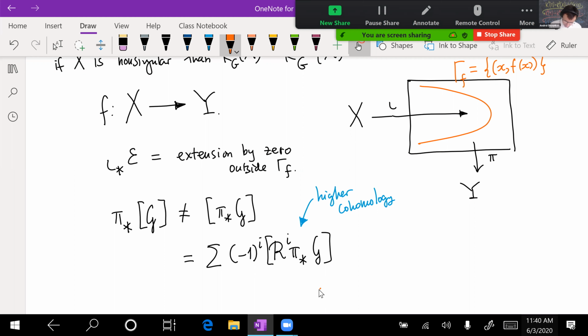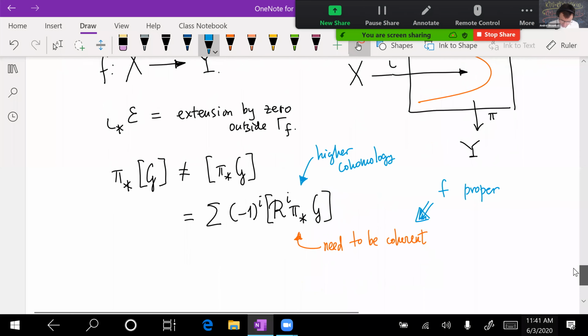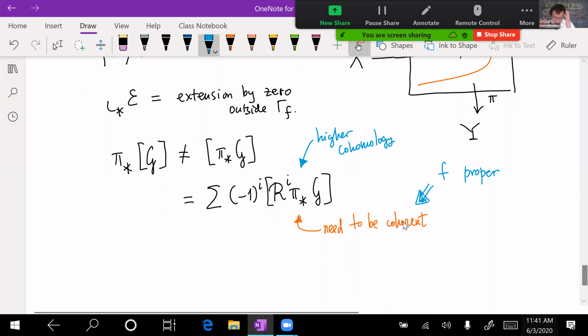For this, we need the sheaf to be coherent, or at least so. The way to guarantee it is that this would be implied by F being proper. If I have a proper map, then by a general theorem of classical algebraic geometry, this would be a coherent sheaf, and so I'm good.